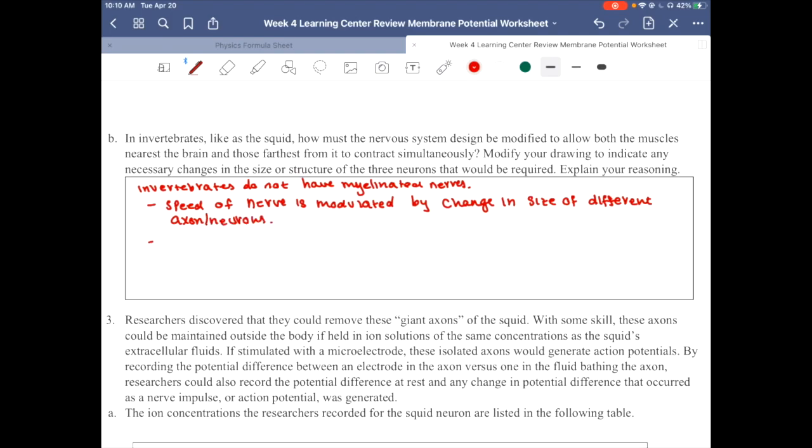And more specifically, closer would be smaller and thinner. And then farther away would be bigger and wider.